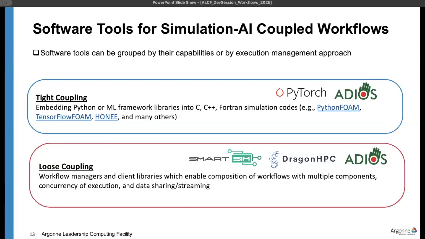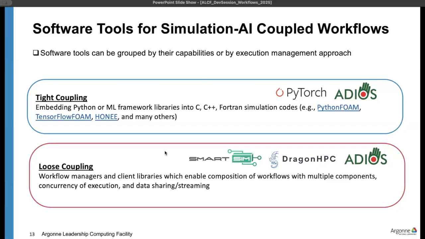And then going back to this idea of tight or loose coupling, tight coupling would be the idea of calling a machine learning framework library directly from the simulation code. Here, PyTorch is probably the best solution, although ADIOS2 also has some functionality for this, but we don't see that often in our users, so that's not something I will dive into today.